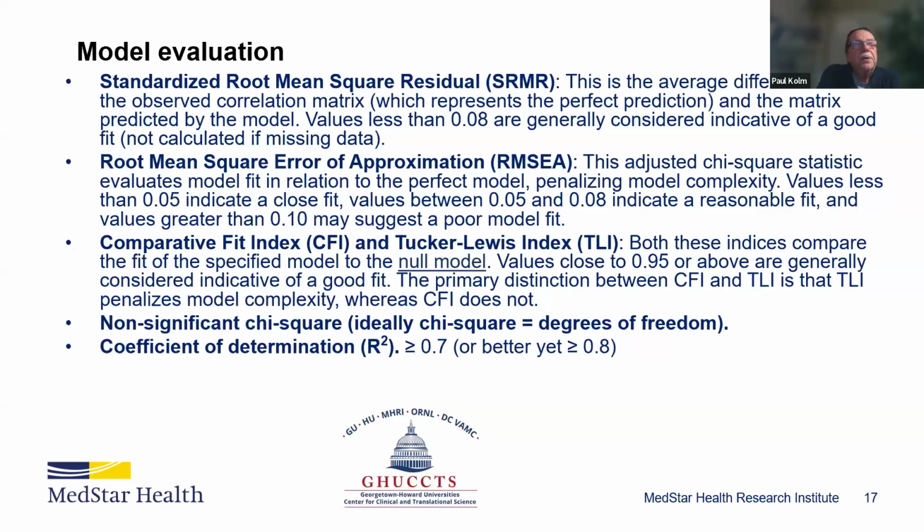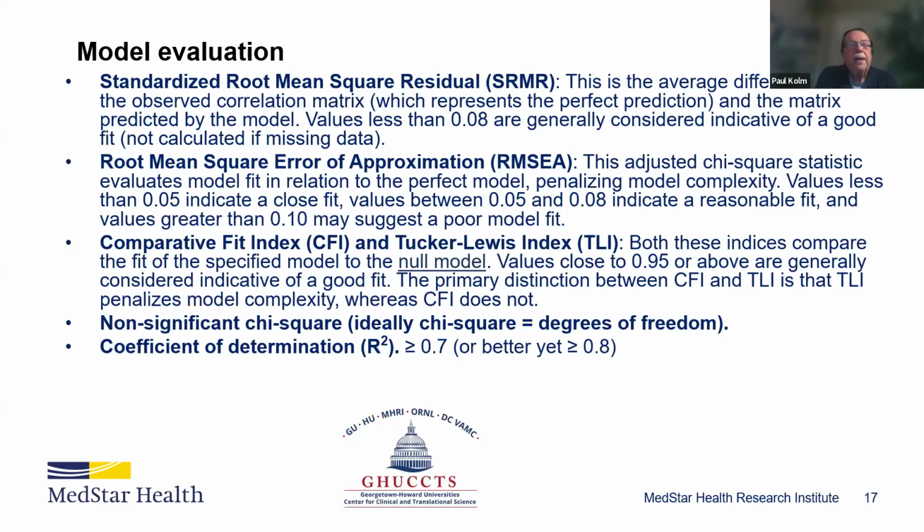But anyway, another is what's called the root mean square error of approximation. And this is an adjusted chi-square statistic that evaluates the model fit in relation to a perfect model, but it does penalize model complexities. And so what you're looking for here are values hopefully 0.05 or less, but at least between 0.05 and 0.08 indicates a reasonable fit. But if it's greater than 0.1, then you'll have to conclude that you have a poor fitting model.